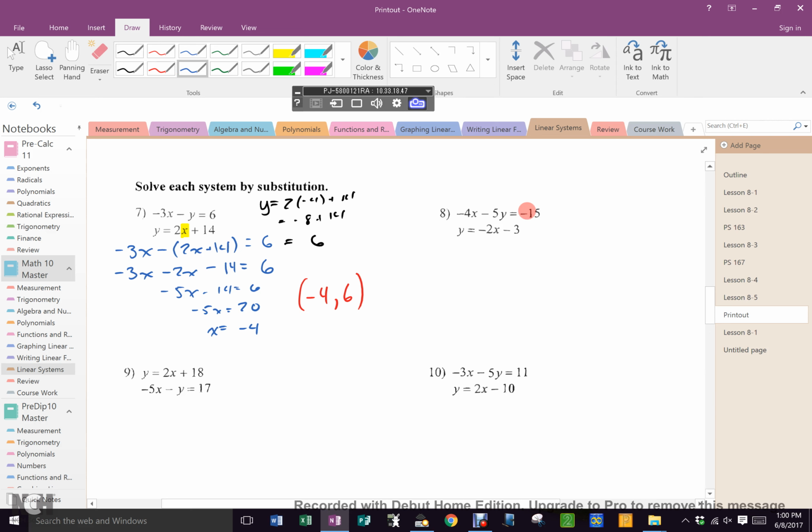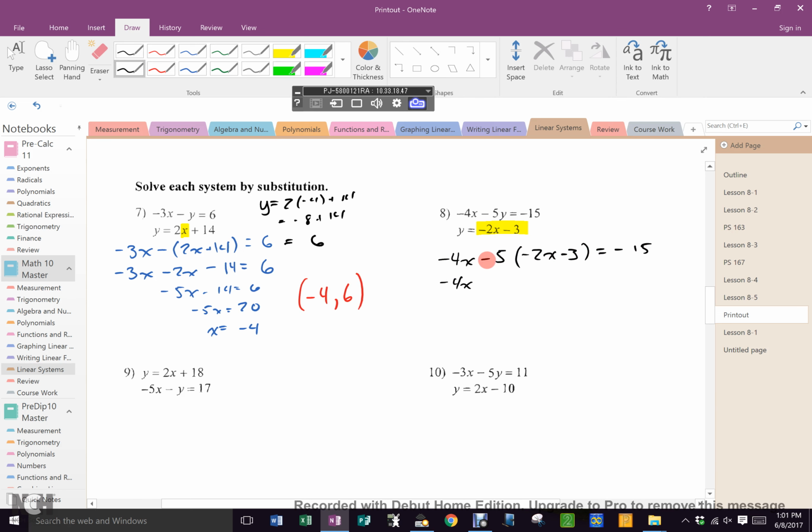Is it already set up for you? Why, Kirsten? Why is this already set up for me? Because y is by itself. So that means anywhere up here that I see what letter? y, I can put this, right? Now that's going to screw some of you up because there's a negative. Negative 4x minus 5. What goes in here? Negative 2x minus 3 equals negative 15.